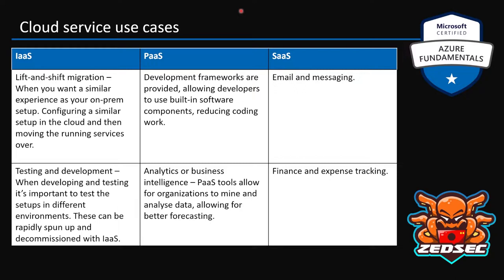There's also platform as a service, where development frameworks are provided, allowing developers to use built-in software components and reducing coding work. There's also analytics or business intelligence you can use with PaaS. PaaS tools allow organizations to mine and analyze data, allowing for better forecasting. And then there's software as a service. You can get software as a service for basically anything, but some of the main ones would be email, messaging, and finance and expense tracking.